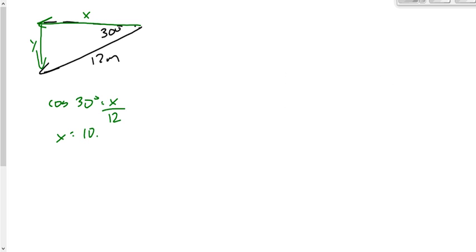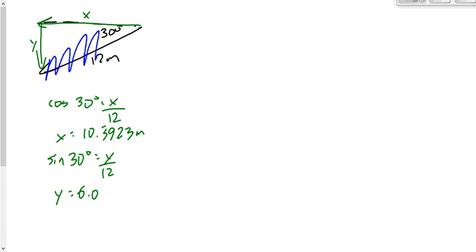If you're not sure how I got that, take the 12 and multiply it by whatever cosine 30 is. Sine 30 degrees is equal to Y over 12. Y is equal to 12 sine 30, which is 6.0. Now, as far as I'm concerned, this 12 meters doesn't even exist anymore. It's gone. X is 10.39. Y is 6.0. That's good enough.